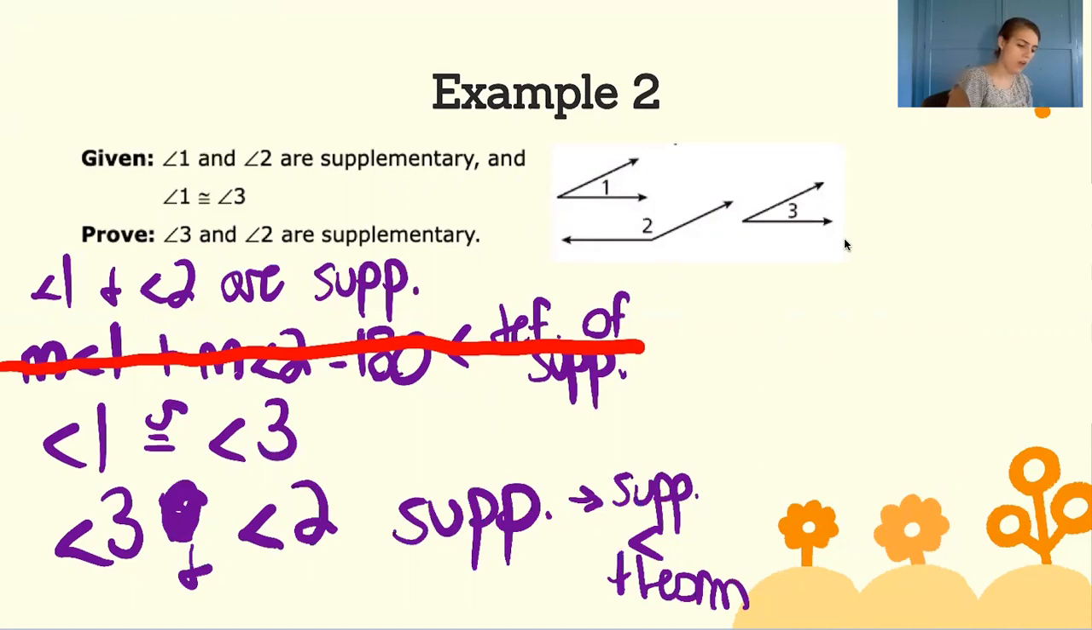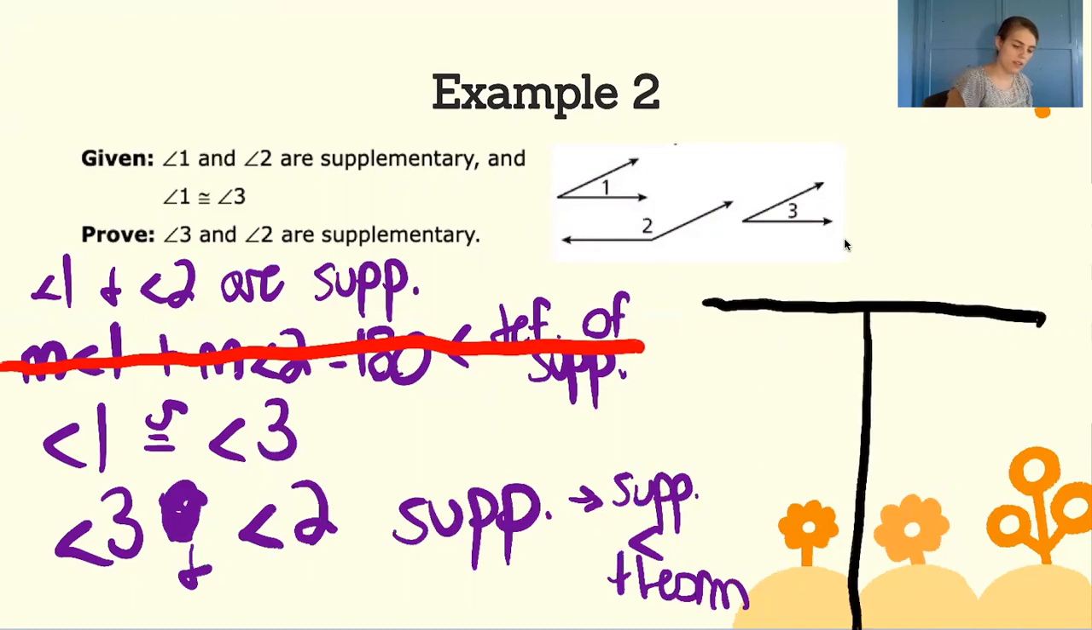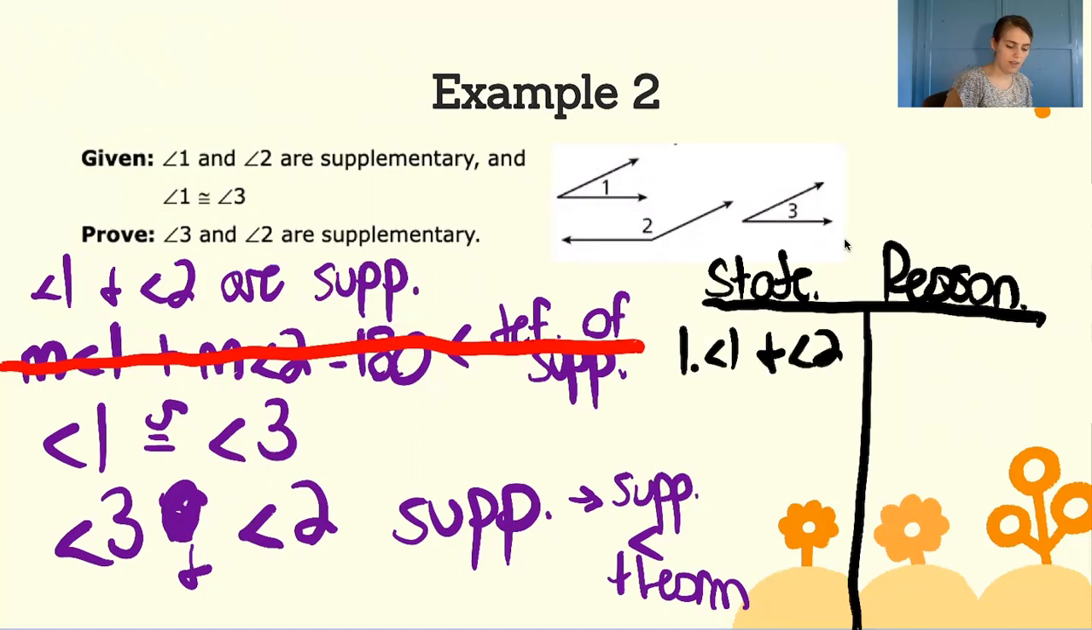I'm going to list my two columns. I have statements and reasons. I'm going to start with my givens. You can either list them together in the same step. I like to list them separately so I can stay organized.